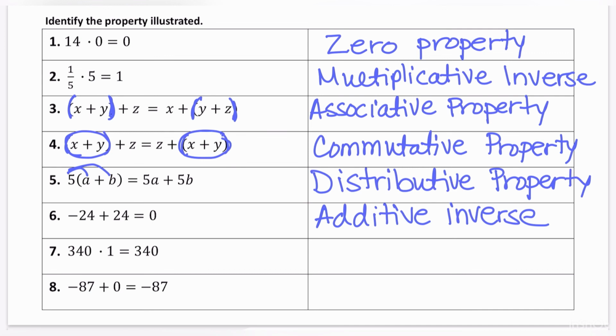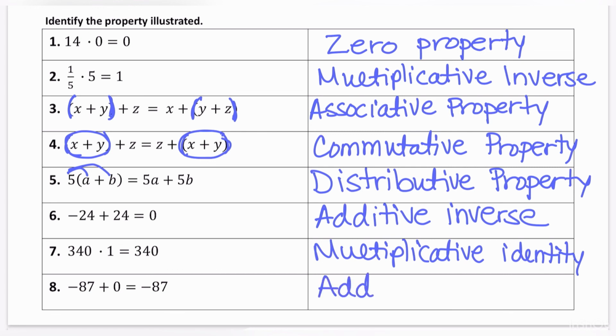In number 7, 340 times 1 equals 340. So you're taking a number, you're multiplying it by 1, and you're getting back the same number. This property is the multiplicative identity. In number 8, we have negative 87 plus 0 equals negative 87. So I'm taking a number, I'm adding it to 0, and I'm getting back the same number. So this is the additive identity.